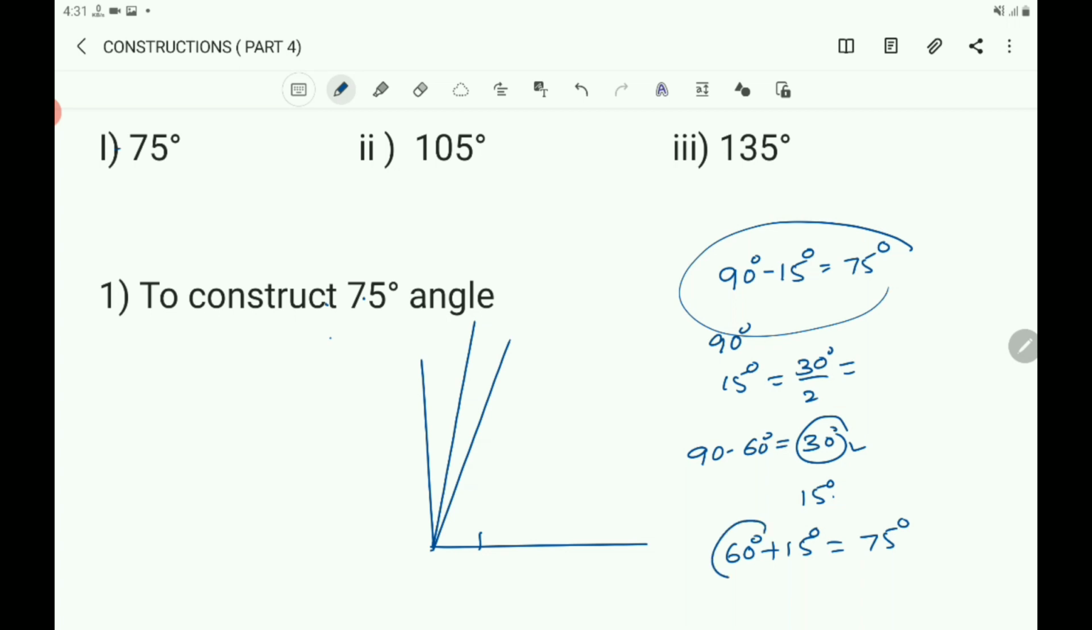So you need 60 degree angle and 15 degree angle, and also you need 90 degree angle. Therefore, as usual method, you construct 90 degree angle and 60 degree angle and bisect the angle between 90 degree ray and 60 degree ray, which is 30 degree. By bisecting that 30 degree angle, you will get 15 degree. Now observe the construction of 75 degree angle. As usual method, construct 60 degree angle and 90 degree angle.